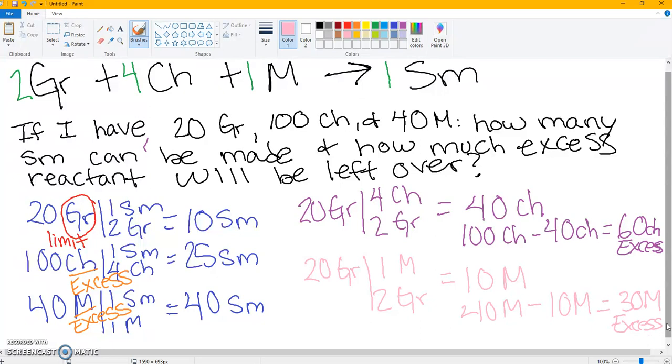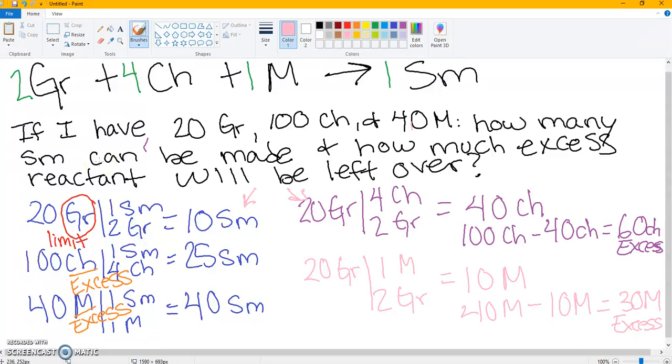So, whenever you're trying to get excess or how much is left over, how much do you need to use, what limits you, all of that good stuff, it's all based on the limiting reactant. It can be based on how much limiting reactant you have, like the 20 grams or 20 graham crackers, or it can be based off of the amount of product that you can make with your limiting reactant. Both will work and both have the same result.